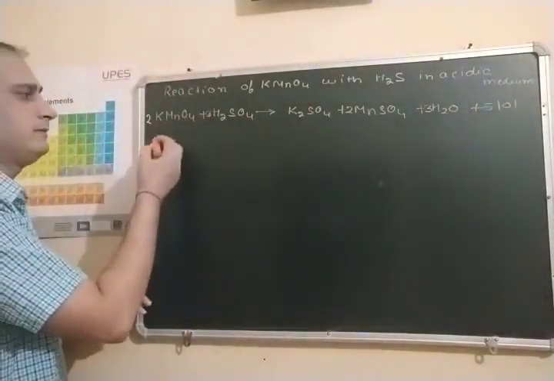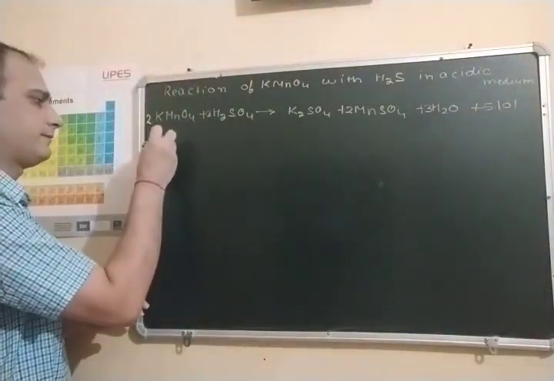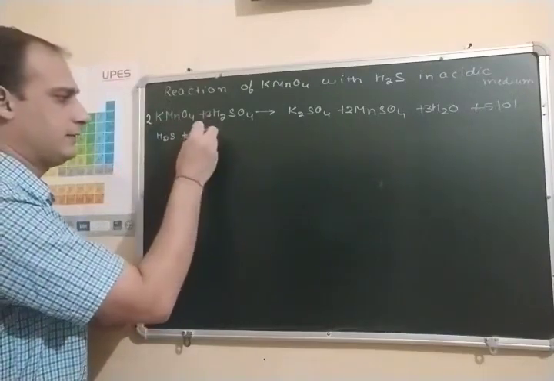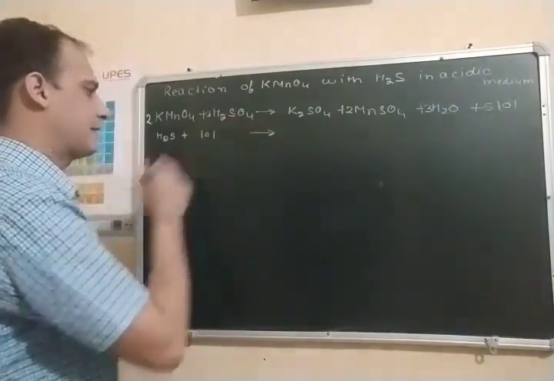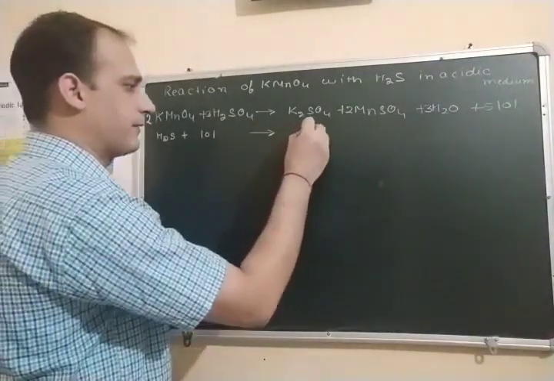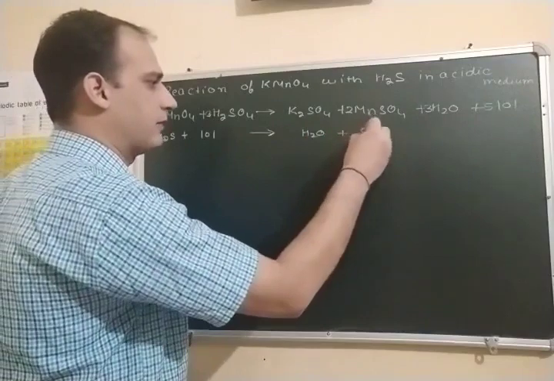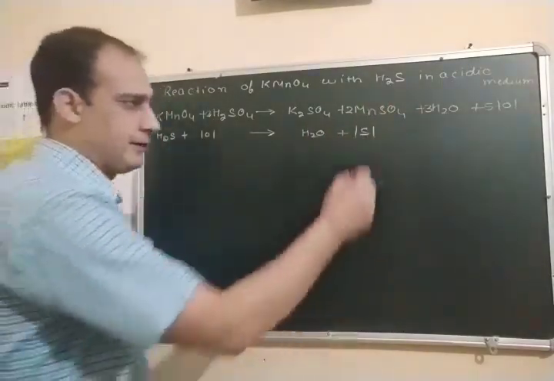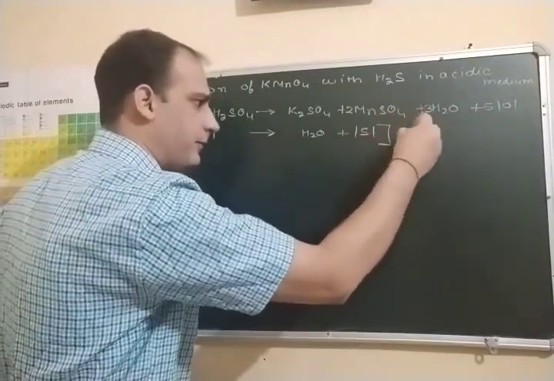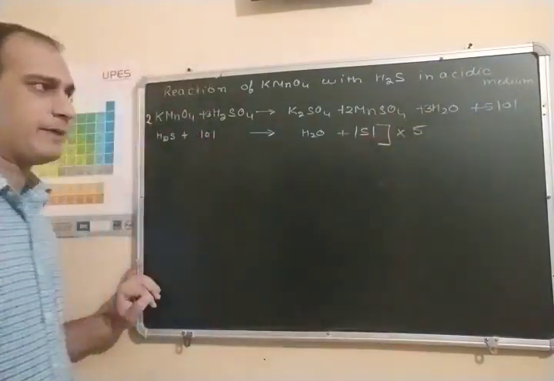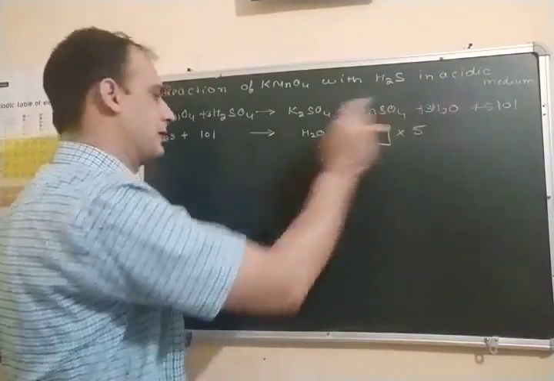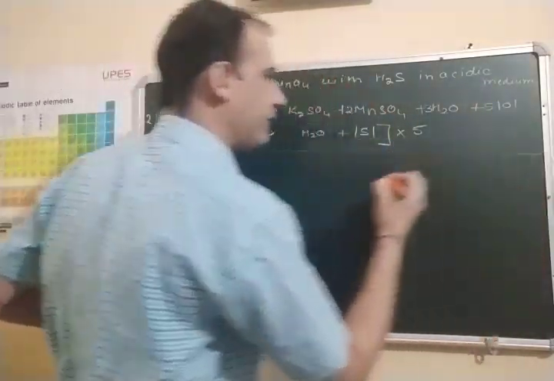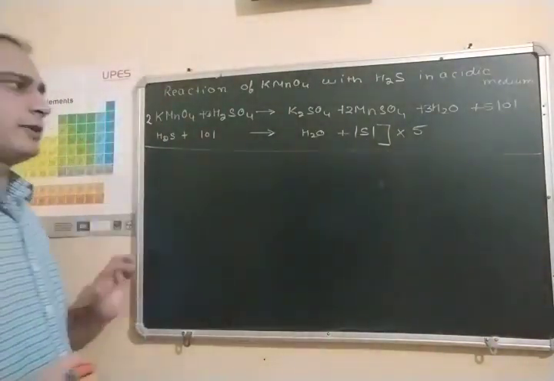Now the reaction of H2S with this nascent oxygen that is produced. The reaction is of H2S, and it will form water along with formation of nascent sulfur. And you can observe 5 such reactions can be carried out, as there is production of 5 nascent oxygen in the first step. So you will multiply the second equation by 5, and now here I am going to write the overall equation.